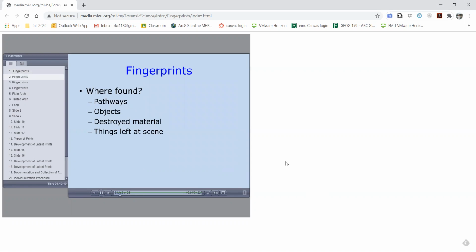Where would we find fingerprints? Well, just about anywhere. Pathways, objects, items that have been destroyed at a crime scene, items that are left at a scene. Again, they'd be found just about anywhere.